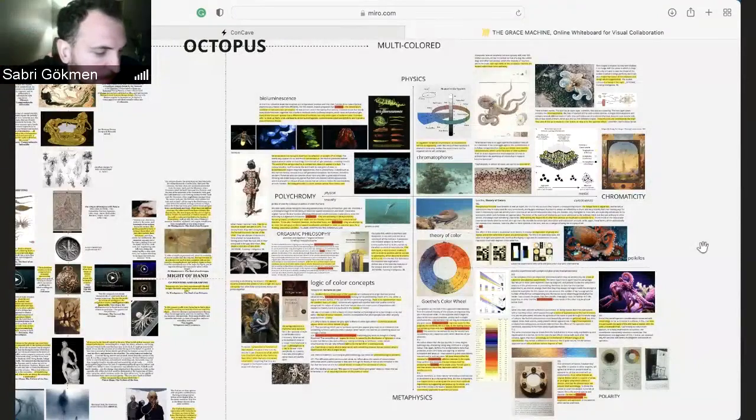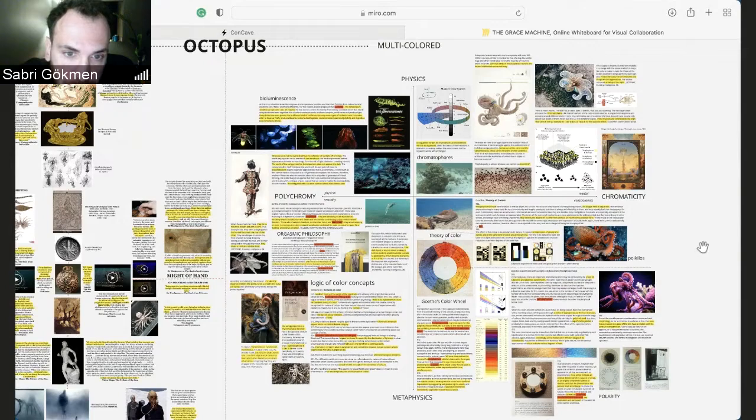Okay, we're going to talk about the multicolored side of the octopus figure now. And the way we're going to approach this is actually a fourfold structure. We have a vertical axis divided between physics and metaphysics. So the upper half will be more related to the physical aspects of the octopus coloration, and the bottom half will be more related to philosophical extensions of its sexuality and coloration.